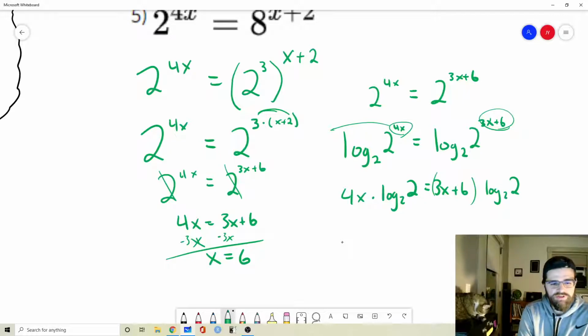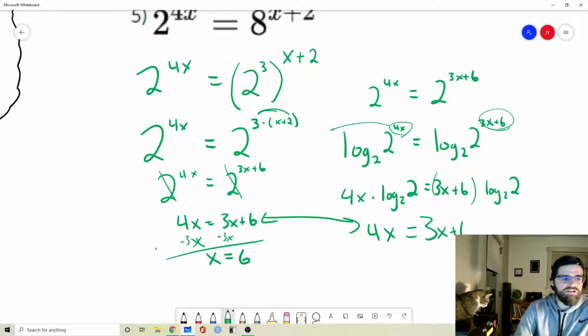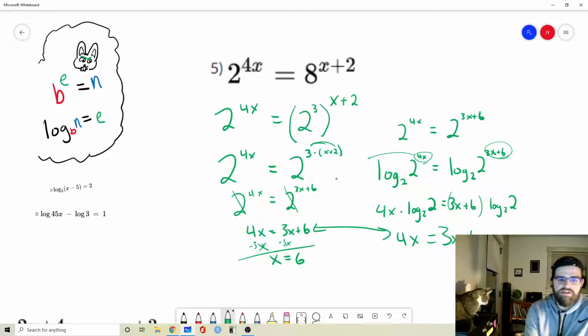But I do want to show you what's happening under the hood here. Like I said, log base 2 of 2 is just 1. 2 to what power gives me 2? 2 to the first power gives me 2. So I've got 4x times 1 is just 4x. 3x plus 6 times 1 is just 3x plus 6. Cool, so we get to the same place, but this is a lot more formal and kind of clunky. I like to teach it this way because you get the same sense, but this is what's happening under the hood over here.